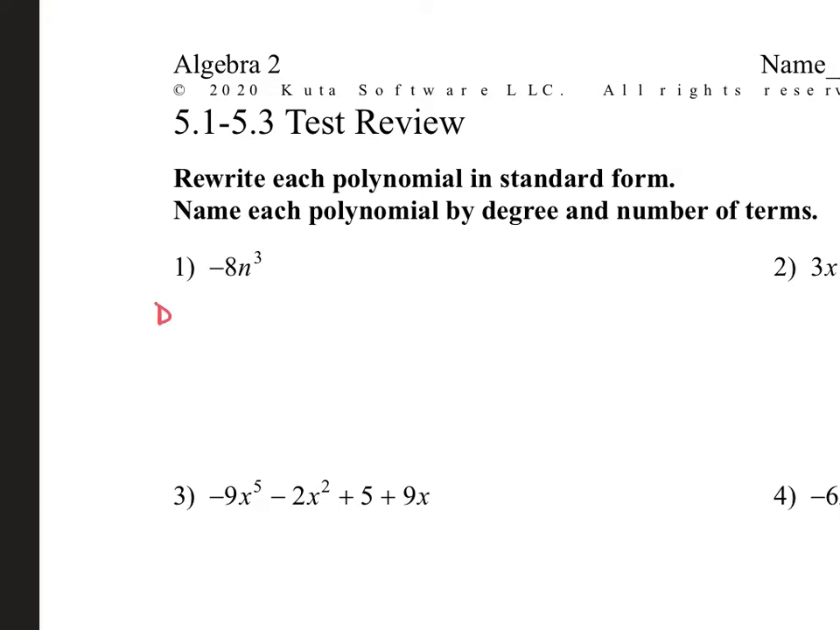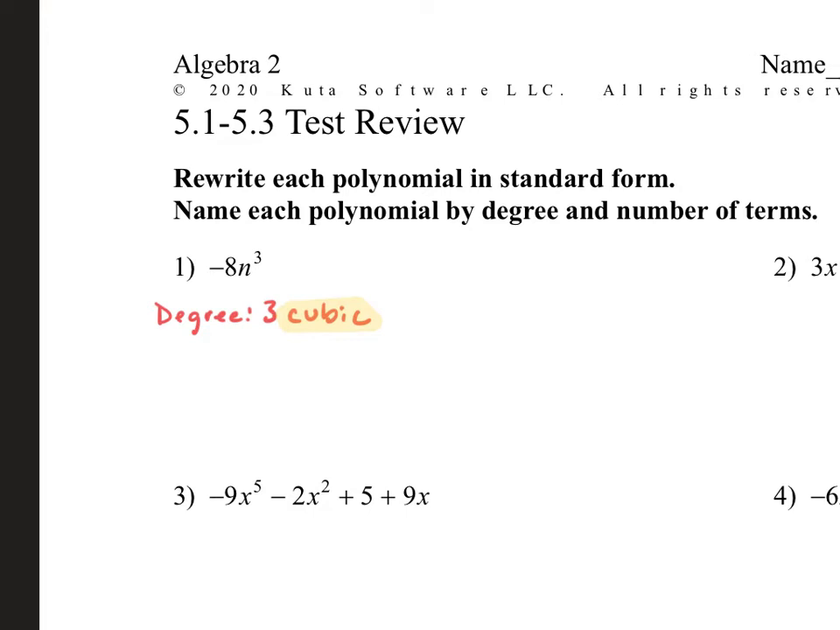How do we classify it by degree? What's the highest degree? 3. And what do we call something with the highest degree of 3? Cubic. Awesome. A lot of people on the quiz just put 3, but what I'm looking for is that word, cubic.